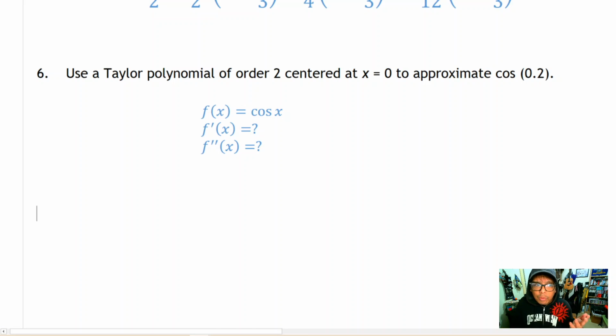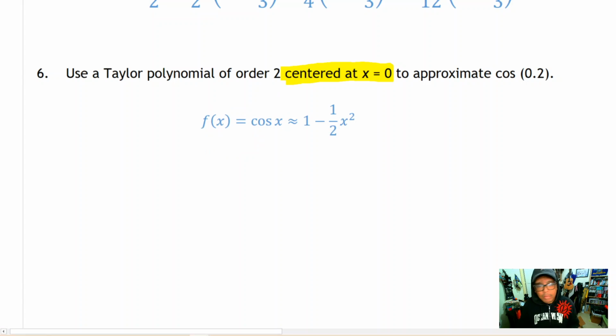So ordinarily, for any Taylor polynomial, we would just say what is f prime of x and what is f double prime of x. But there's something here which is suspicious, and that is we are centered at x equals 0. And the cosine polynomial centered at x equals 0, the Maclaurin polynomial, is something which you're supposed to memorize because it makes this process so much easier. So let's memorize. What is the Taylor polynomial of order 2 centered at x equals 0? And that's just 1 minus 1/2 x squared.